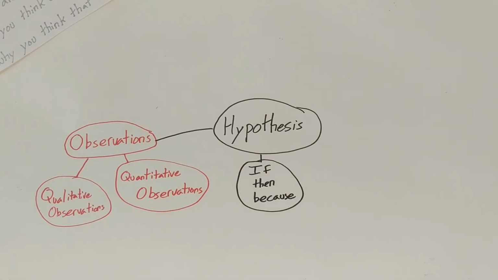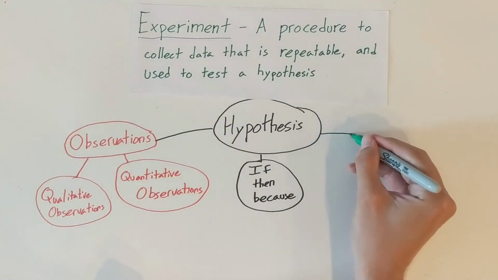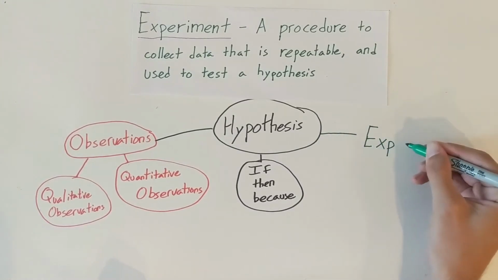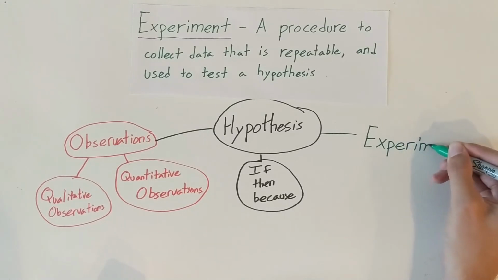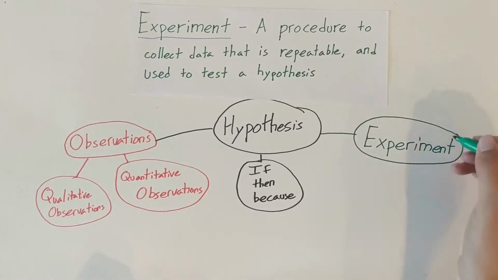And then once you make your hypothesis, which is that testable statement, now we got to do our test or our experiment. So the next thing is going to be, we are going to be testing our hypothesis, or it'll be completing an experiment. An experiment is just a procedure to collect data, and it needs to be repeatable, and it's used to test that hypothesis.